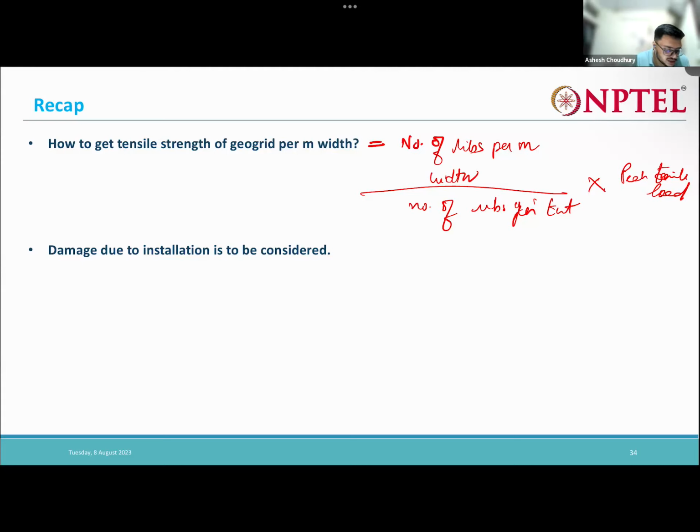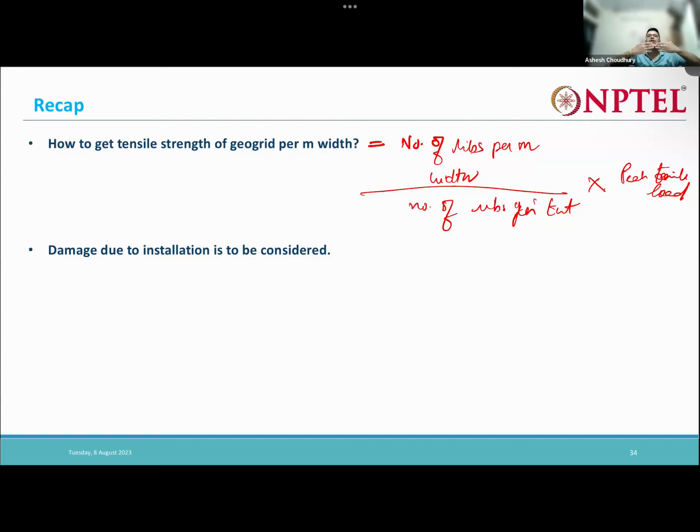Now installation damage in geosynthetics. These are very normal, intuitive things, right? Obviously you should consider the damage that will be there. Every installation is not perfect, right? All installations are imperfect. On site, these geogrids are thrown and kept in open areas, and during the installation there is also heavy wear and tear. You should consider that damage while you design. So the damage factor should be considered.